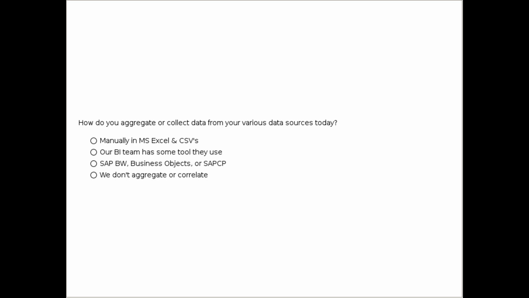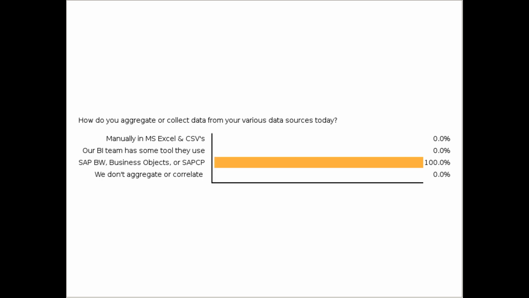How do you aggregate or collect data from your various data sources today? Which is a key component of venue analytics. Do you do it manually through Microsoft Excel and CSV? Does your BI team have a particular tool that they use? Do you use SAP BW, SAP Business Objects, or SAP Cloud Platform? Or are you currently not aggregating or correlating, collecting from data sources?